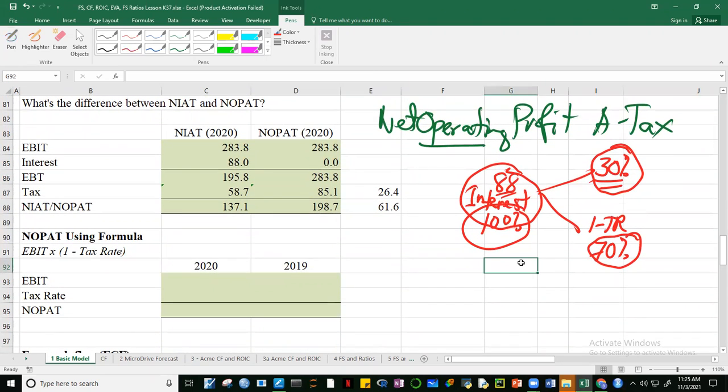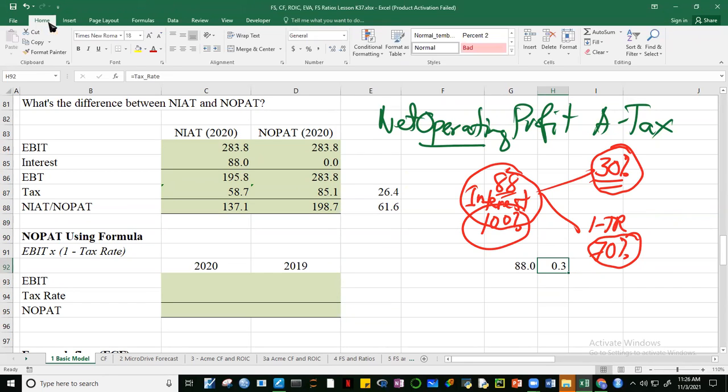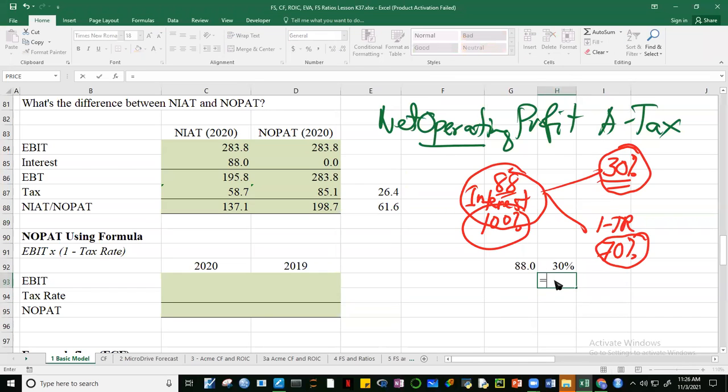Let's prove that. Interest is 88. The tax rate is equal to 30%. Let's just make this a decimal. The difference between 100% and 30% is 70%. So 88, which is the interest expense, 30% of that went to tax savings.